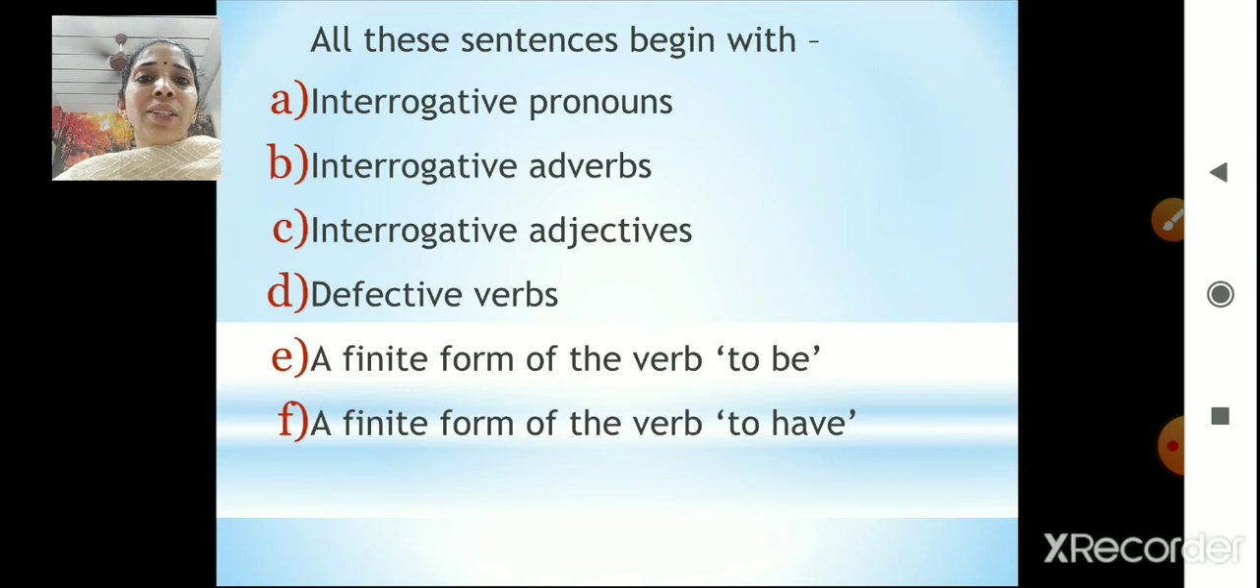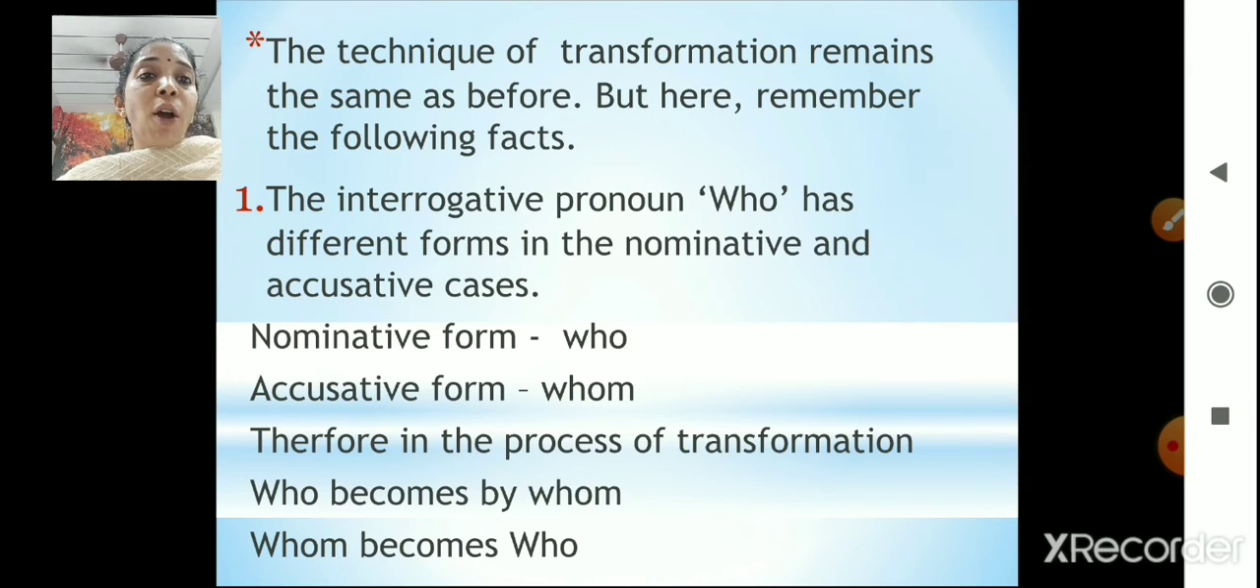Now these are English modals, like can, could, may, might. Now moving ahead, the next one. A finite form of the verb to be, a finite form of the verb to have. So all these sentences begin with either interrogative pronouns or interrogative adverbs or interrogative adjectives, defective verbs, a finite form of the verb to be or a finite form of the verb to have. The technique of transformation remains the same as before. You remember the 5-step technique? It remains the same. But here, remember the following facts.